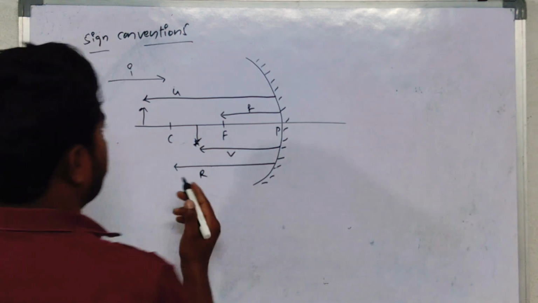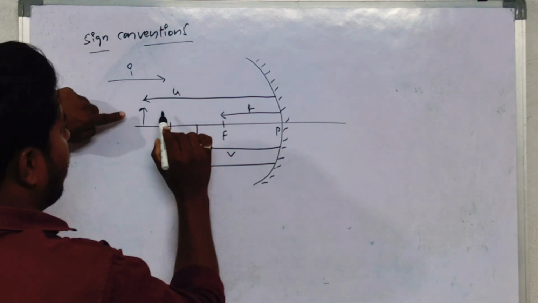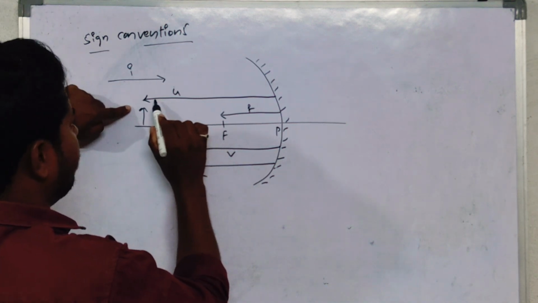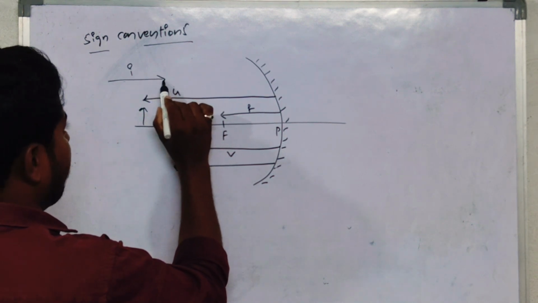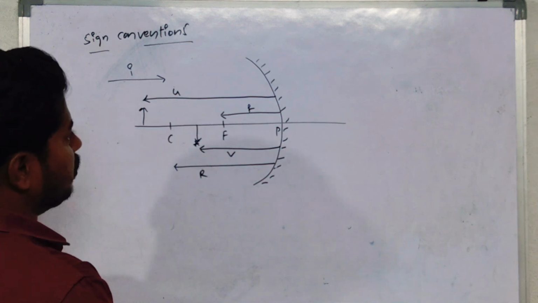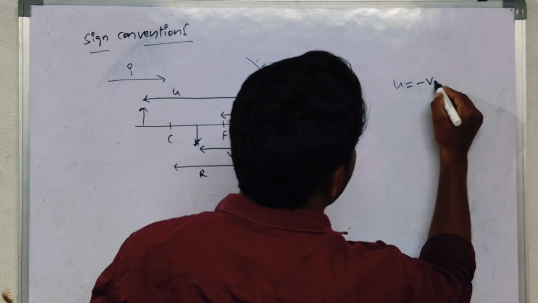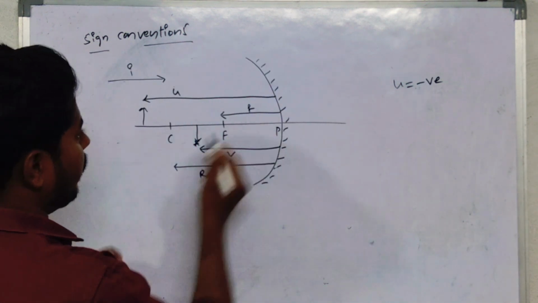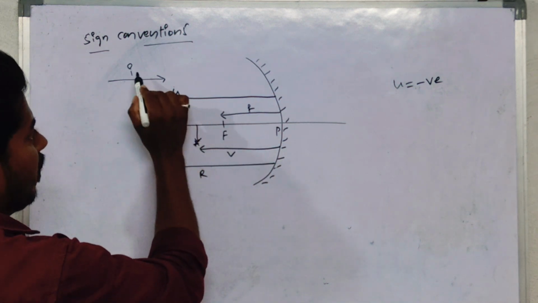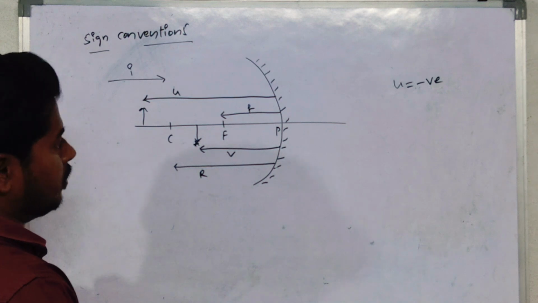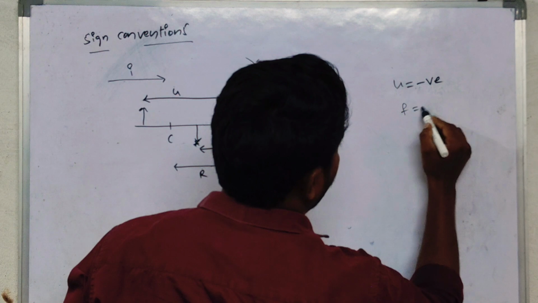Let me tell you. Come to the object distance. The distance of the object is towards the left, and the direction of the incident ray is towards the right. Both are in opposite directions, so consider it negative. u is negative. Now come to the focal length. The direction of the focal length is towards the left and the direction of the incident ray is towards the right, so both are in opposite directions, so focal length is considered negative.